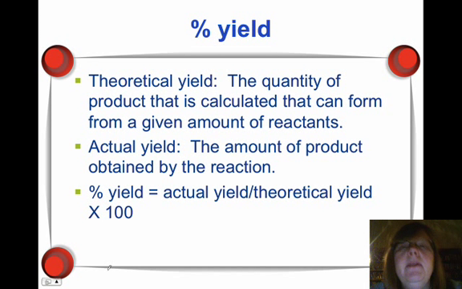About percent yield. In order for us to calculate a percent yield, we have to know what a theoretical yield is. We've been calculating theoretical yields, but we just haven't been calling them theoretical yields. Remember when we started with, say, 10 grams of a reactant, and then we calculated how much product we could get from that? The amount of product that we calculate is our theoretical yield.